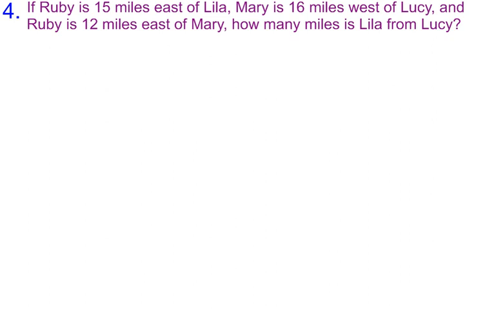So Ruby is 15 miles east of Lila. So I'm just going to put Ruby right here. And Ruby's east, so that means Lila would be west, right? So here's Lila. And between them is 15 miles. Oh, I better label Lila and Lucy a little differently because they're both L's. There's Lila. We'll go ahead and write full names here, and Ruby.